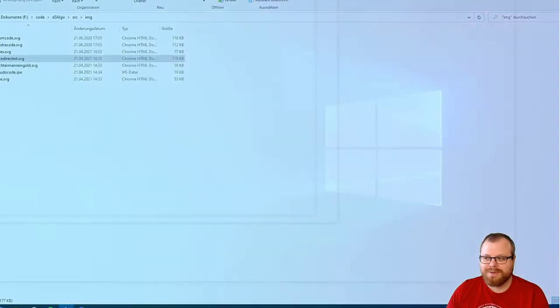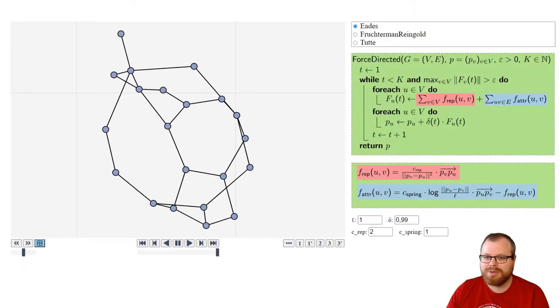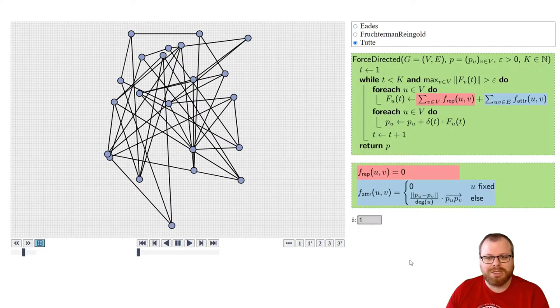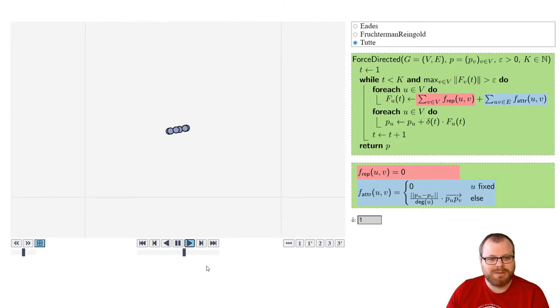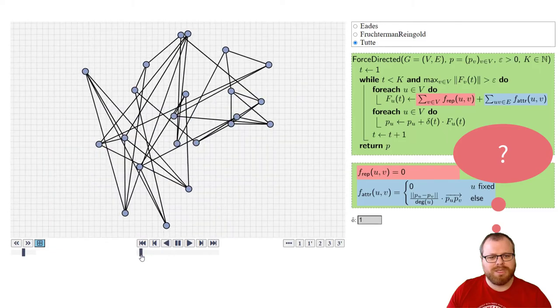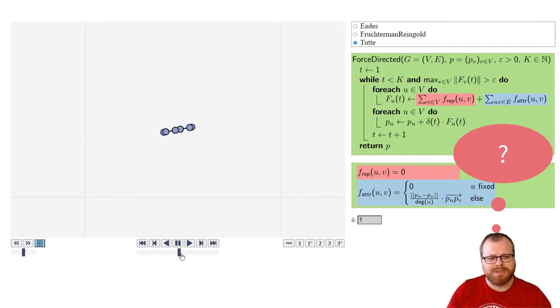So let's have a look at a demo again. Let's take the first graph again, and now we use the Tutte algorithm. We have these forces, and let's see what happens. This is a problem. What happened here? Why do we get such a weird layout? What is going on?